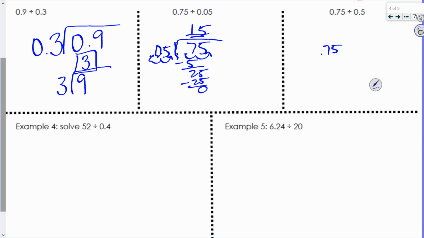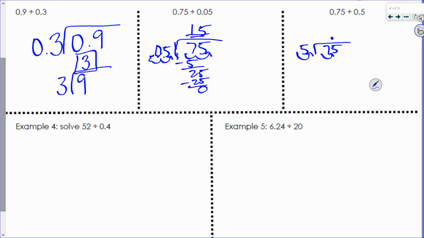If I have 75 hundredths divided by 5 tenths, how many times do I need to move my decimal? Once, because there's only one decimal place on the outside. So if I move it once on the outside, how many am I moving it on the inside? Once. Don't get confused and say I've got to just get rid of the decimal. You move it the same on the inside and outside. So my decimal goes straight up. If I move it up as soon as I move it, that'll keep track of where it's at. Then all I've got to do is look at the numbers.